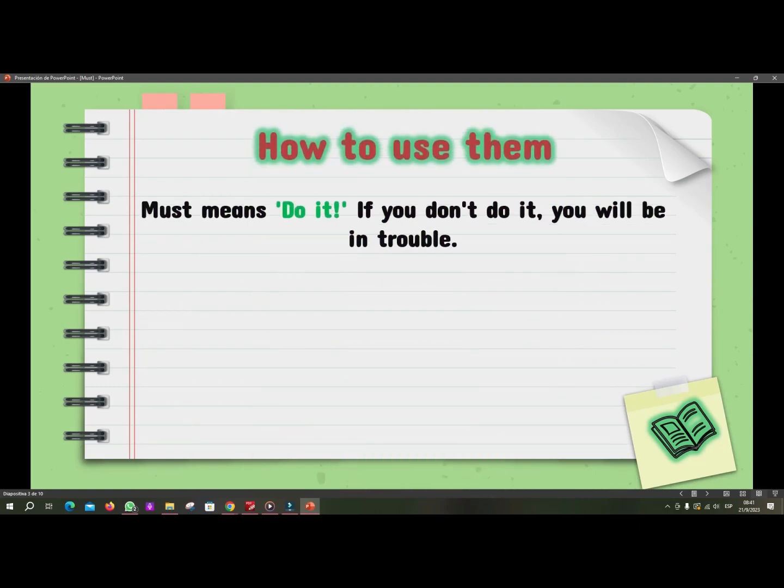How to use them? Must means do it. Okay? If you don't do it, you will be in trouble. So in that case, you should use this. Must means do it. That is like a rule or an obligation, a strong obligation. For example, you must listen to the teacher.